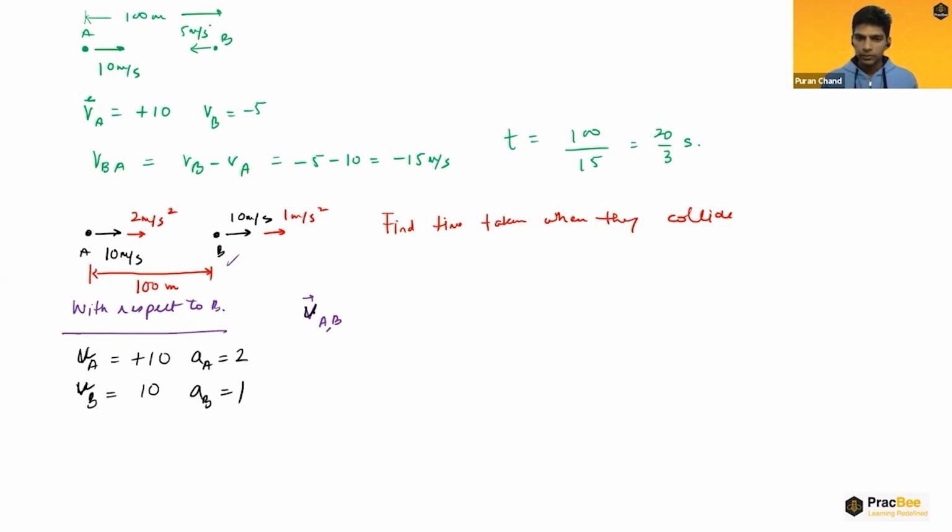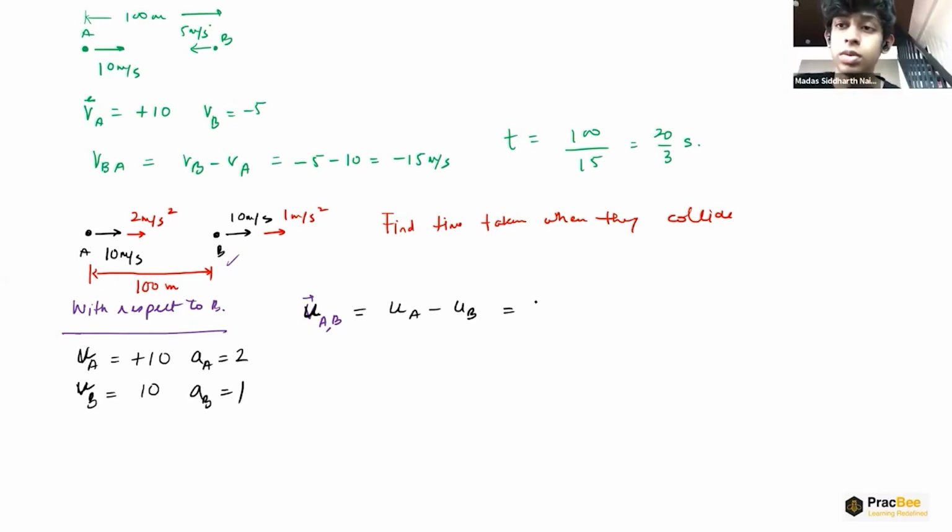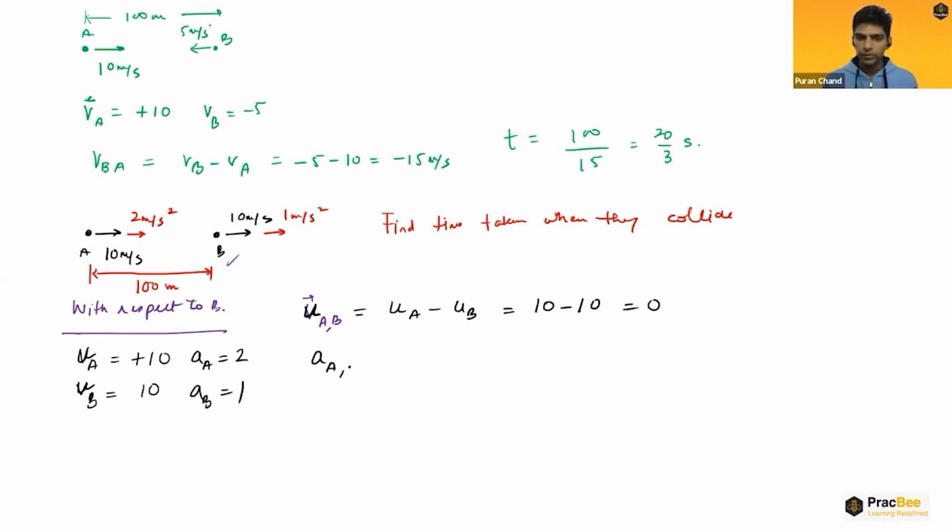Now, initial velocity of A with respect to B will be UA minus UB, right? UA is 10, UB is 10, so it comes out to be 0. Acceleration of A with respect to B will be acceleration of A minus acceleration of B. Acceleration of A is 2 minus 1, that comes out to be 1, right?